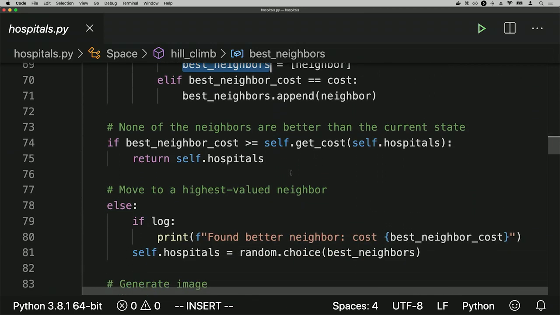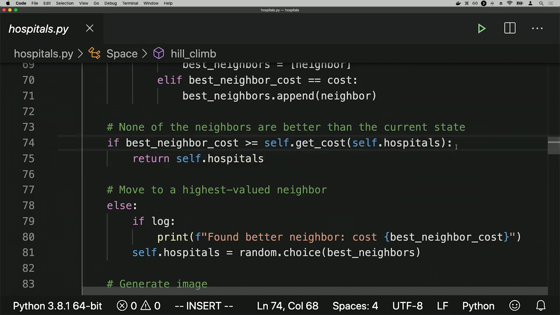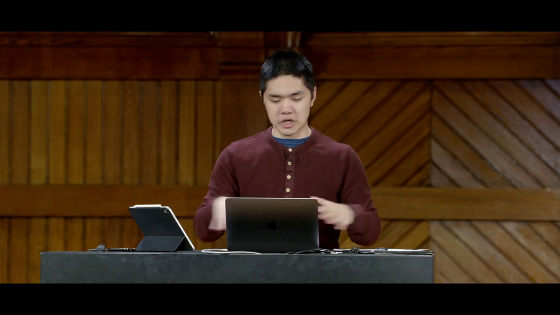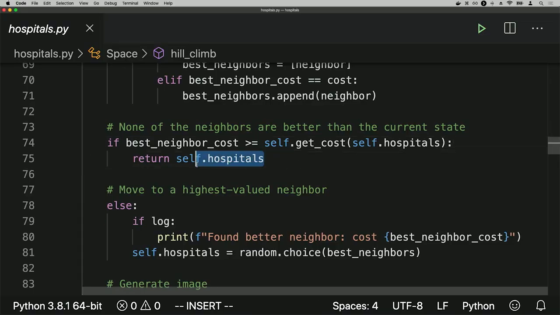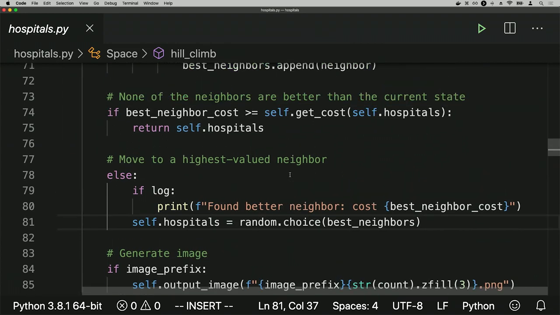And then afterwards, we can ask ourselves the question, if best neighbor cost is greater than or equal to the cost of the current set of hospitals, meaning our best neighbor is worse than our current state, well, then we shouldn't make any changes at all, and we should just go ahead and return the current set of hospitals. But otherwise, we can update our hospitals in order to change them to one of the best neighbors. And if there are multiple that are all equivalent, I'm here using random.choice to say go ahead and choose one randomly.